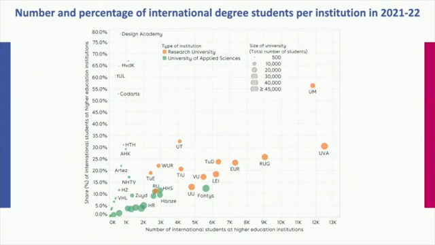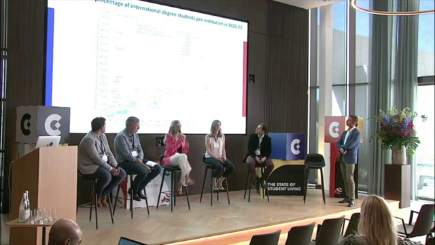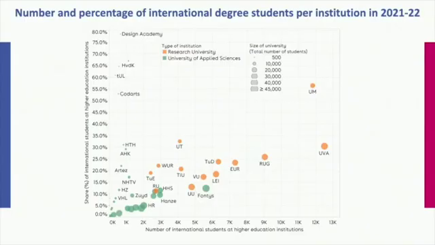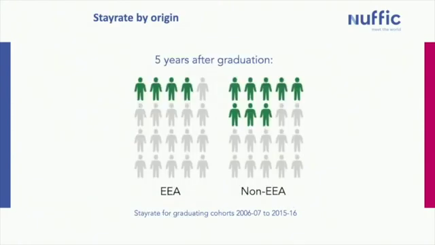So actually the circles in the bottom left corner are the ones with the smallest share of international students, as well as the lowest number of international students, and vice versa. On the right side of the figure, you can see the University of Maastricht and the University of Amsterdam. This year, for the first time, the University of Amsterdam is the higher education institution with the most international students in absolute terms. And the University of Maastricht is the university with the largest share of international students.